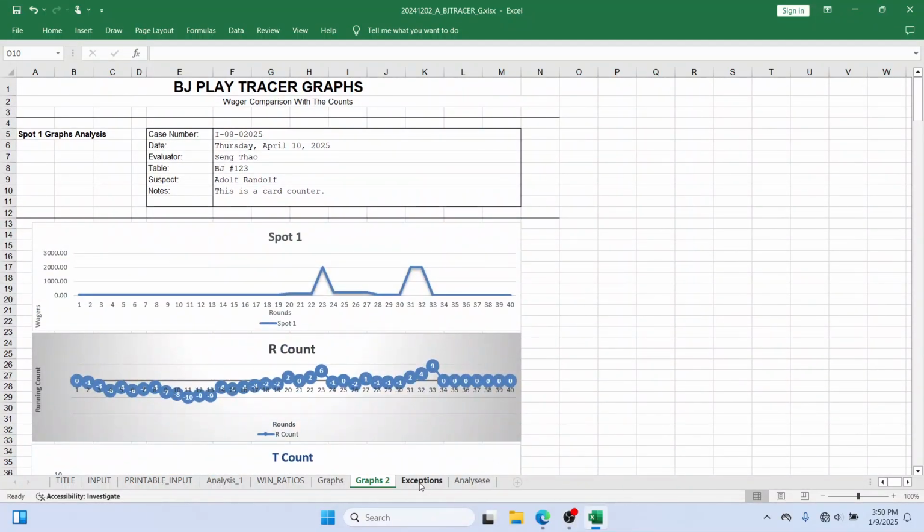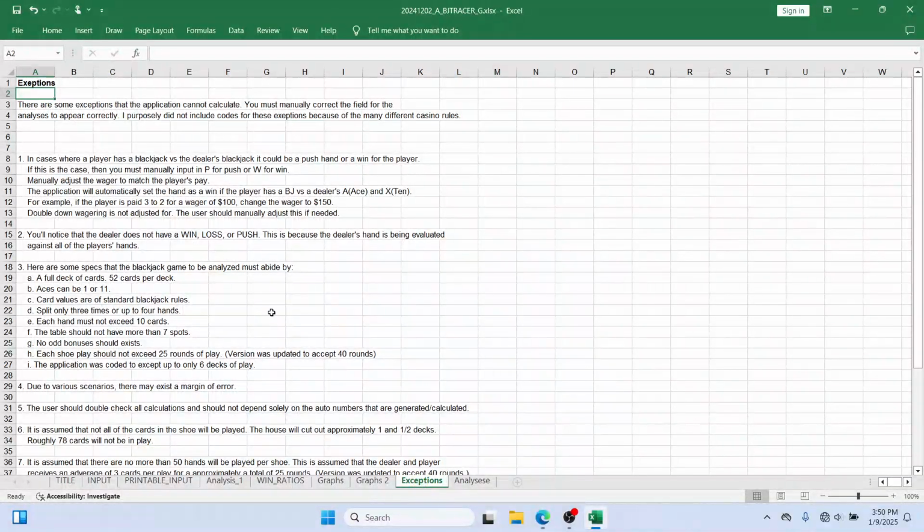Alright, let's go to the exceptions tab here. Now the exceptions tab gives you some more explanation on how all those numbers are generated and calculated. Okay, so there are a lot of exceptions to this software here.